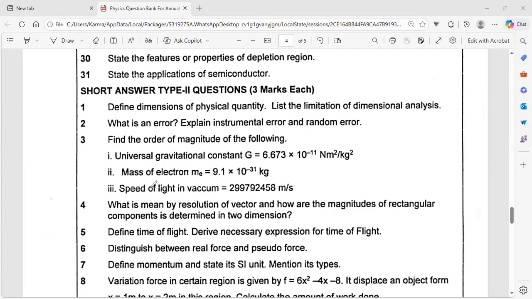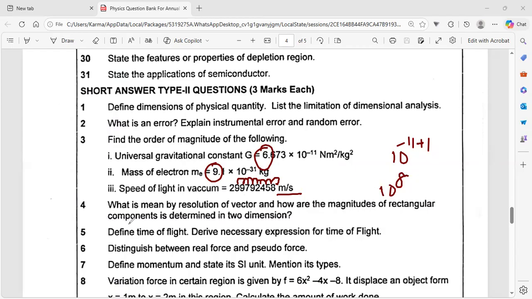Find the order of magnitude of the following. 6.1 × 10^-11: it is more than 5, so I have to add 1, so it is 10^-11 plus 1, which is 10^-10. Mass of an electron: still it is more than 5, so I add 1, -31 plus 1 gives -30. Speed of light in vacuum, in meters per second: 3 × 10^8, so 10^8 will be the order of magnitude.